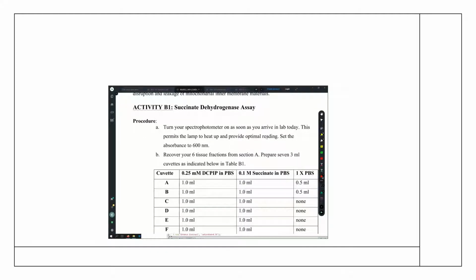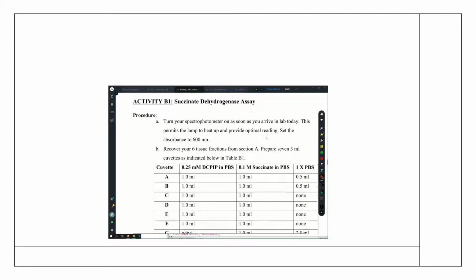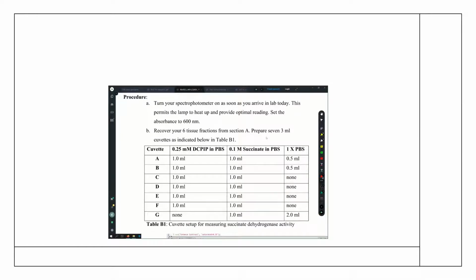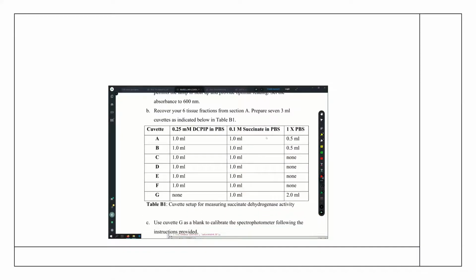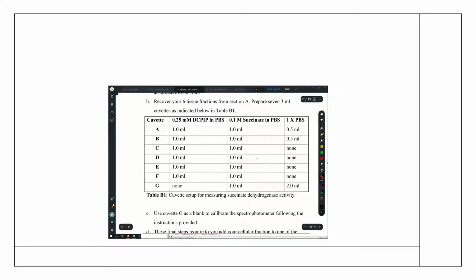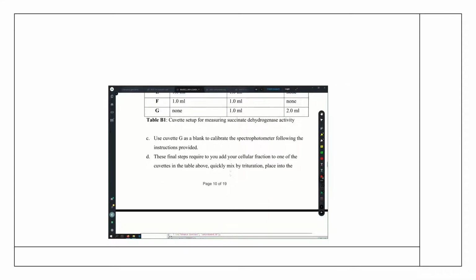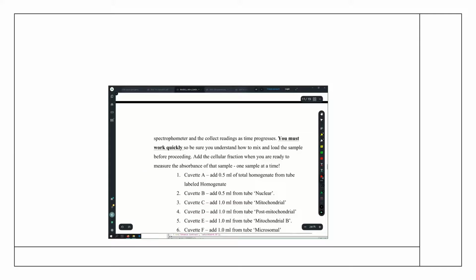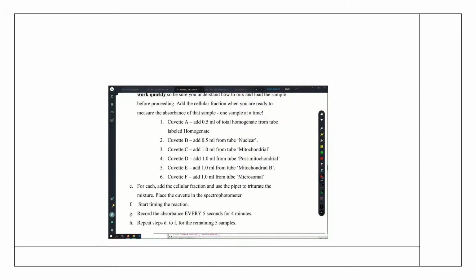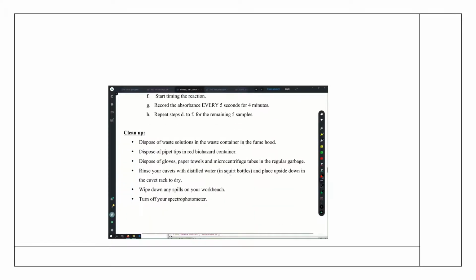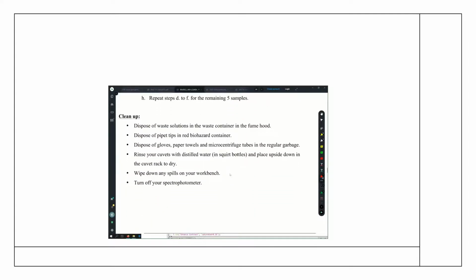Activity B1, succinate dehydrogenase assay. So this is what we did today. So turn your spectrophotometer on, 600 nanometers. Recover your 6 tissue fractions, and we set up our little cuvettes like this. Use cuvette G as a blank. We did that. We worked quickly. Okay, and then that was it.